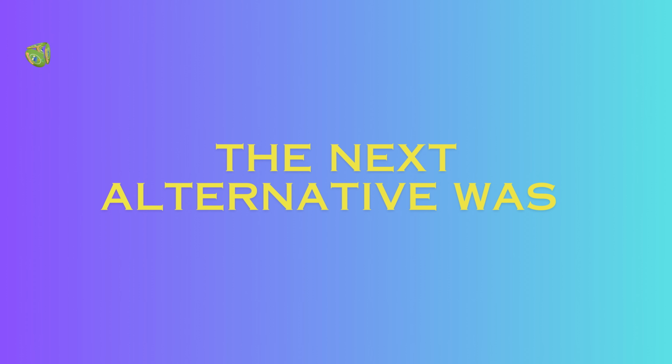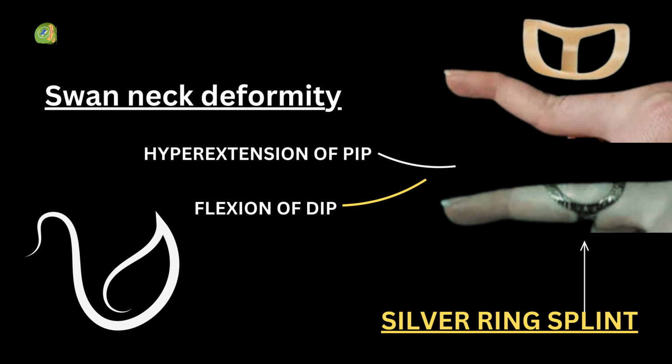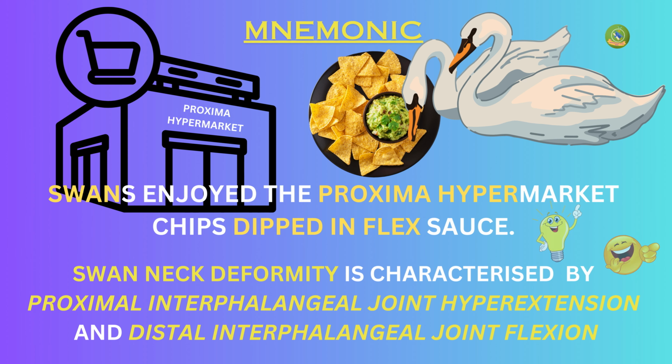One of the alternatives given in the question was silver ring splint. This is made of metal. This is almost the same as the oval 8 splint. These two splints are used in cases of rheumatoid arthritis for correcting deformities such as Boutonniere deformity and Swan neck deformity. These are often used by rheumatoid arthritis patients. Swan neck deformity is characterized by hyperextension of the PIP joint and flexion of the DIP joint.